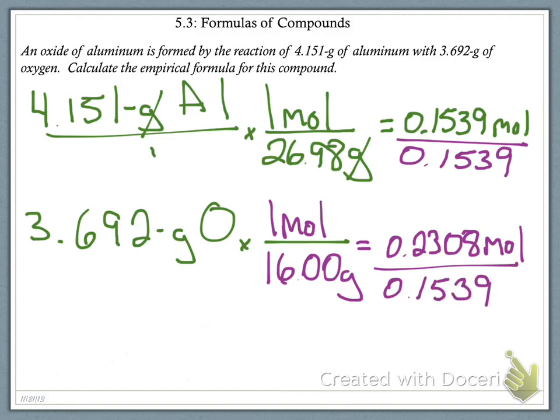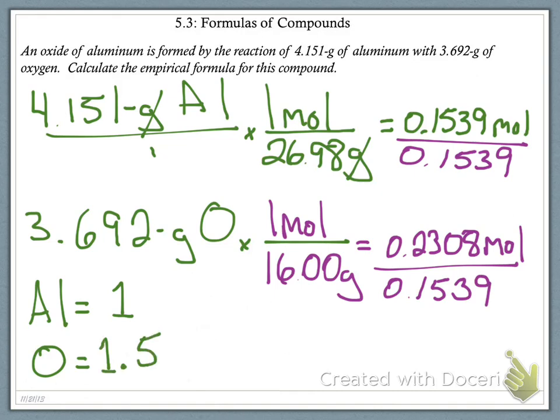And when you do that, for aluminum, you're going to find out that aluminum equals 1. Let's do the right symbol for aluminum, right? Aluminum equals 1. And for oxygen, it's actually not going to equal 1. Instead, it's going to equal 1.5.